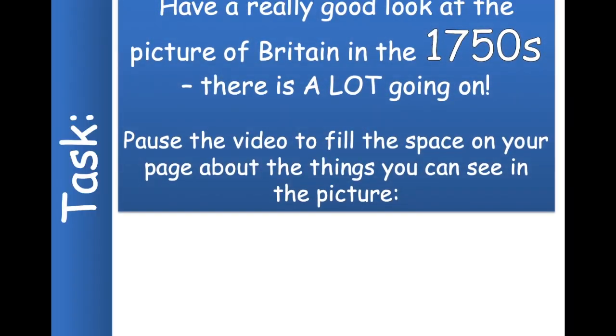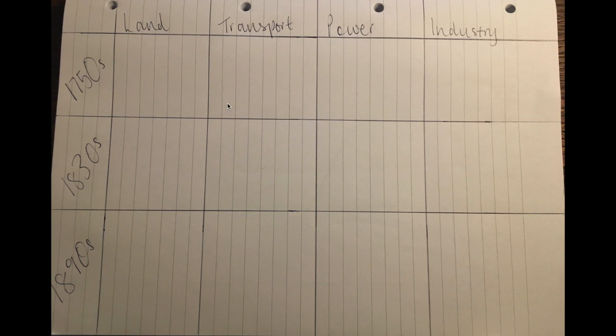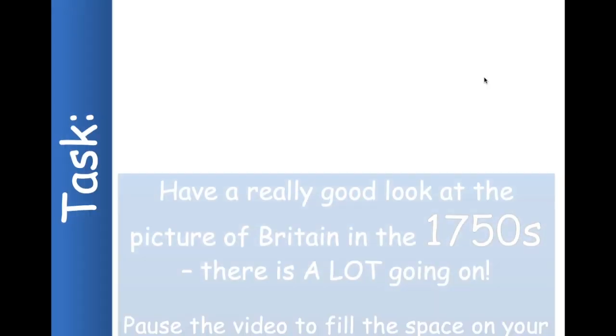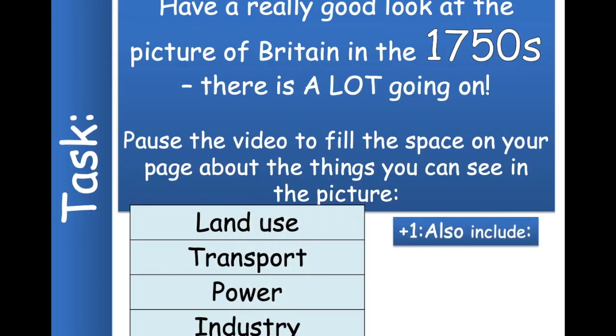Okay, once you have drawn that, we are going to be doing a little bit of source analysis looking at images. And the images are going to be of Britain, how it changes from 1750 to 1890. So we're going to start with looking at Britain in the 1750s, and it's a very, very busy picture. So when I show you the image, you're going to pause the video and fill out the row that focuses on 1750. So you are going to be looking at the land in this image, the transport, power, and industry. So what kind of factories they're using, things like that. As it says here, land use, transport, power, industry.